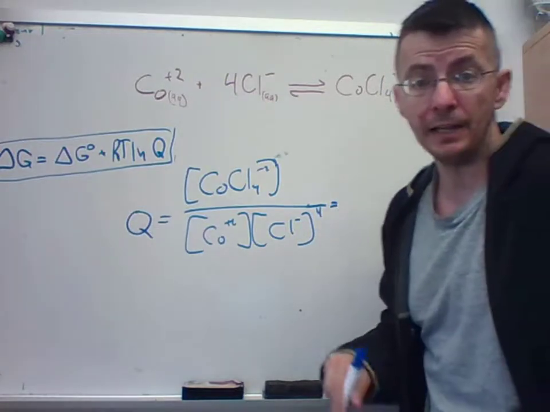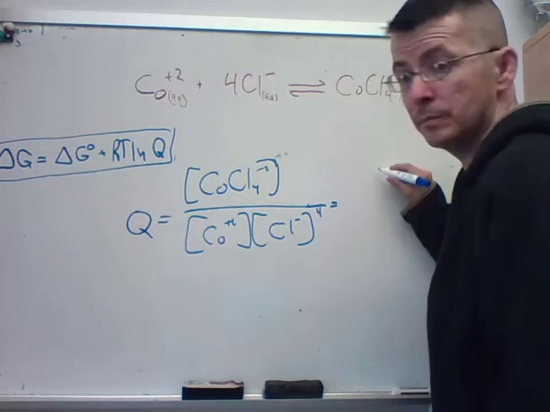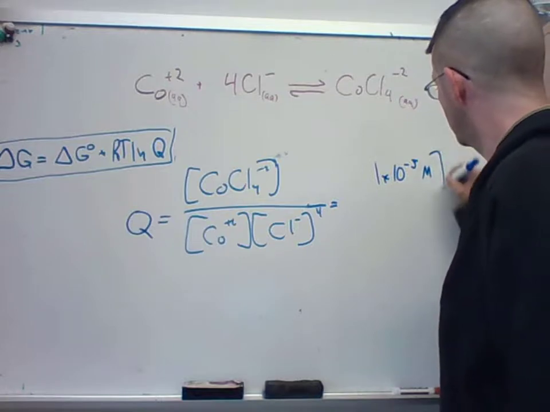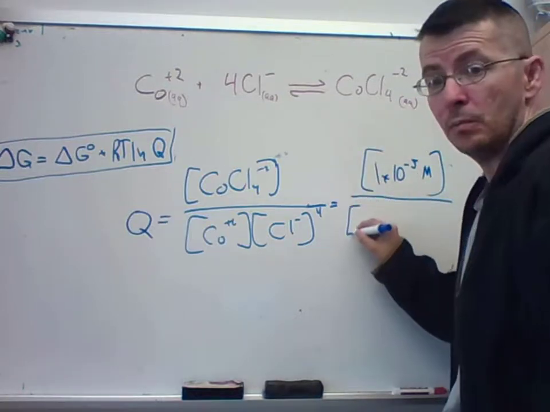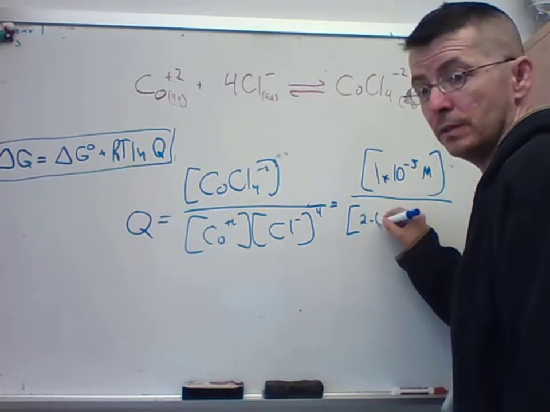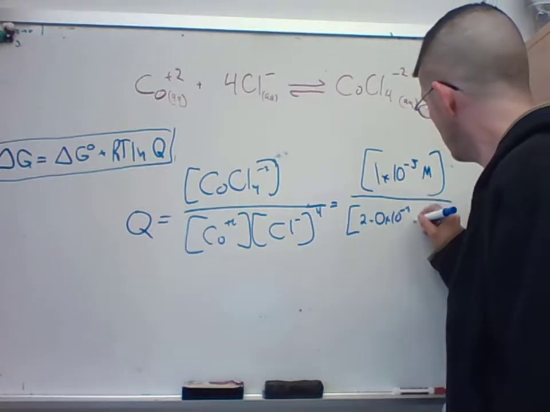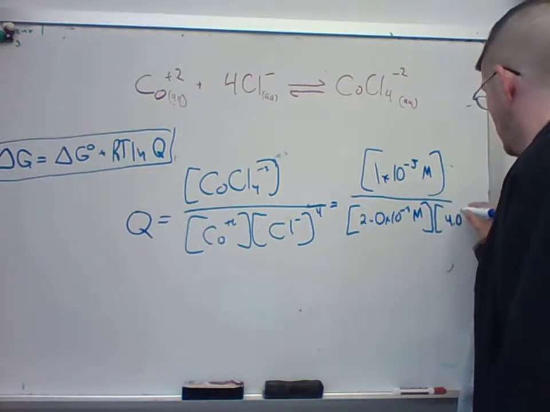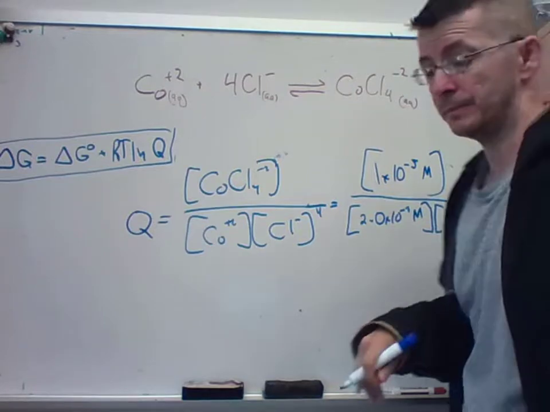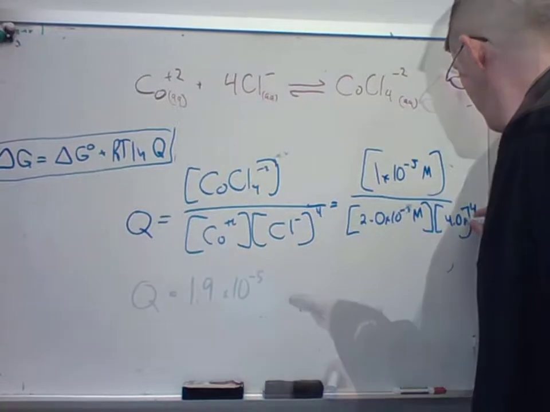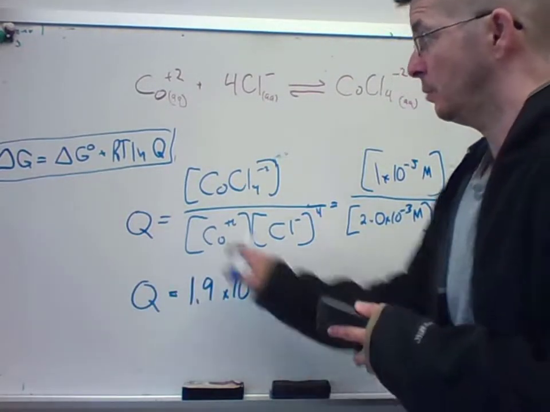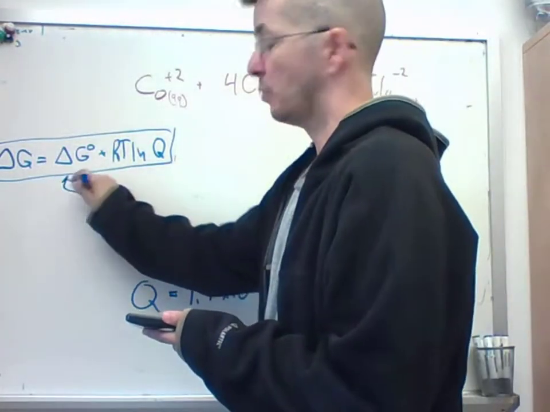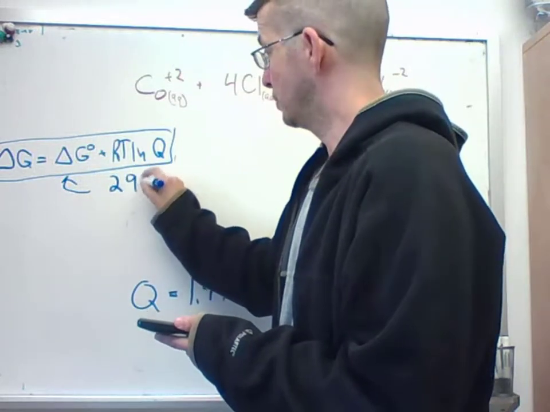And then we can plug in the values for that, which are those given in the problem. So the cobalt tetrachloride is 10 to the minus 5th molar. The cobalt, 2.0 times 10 to the minus 3rd molar. And our chloride is 4 molar raised to the 4th power. And once we have that, we can plug it into this equation, where delta G, as given in the problem, was 29 kilojoules per mole.